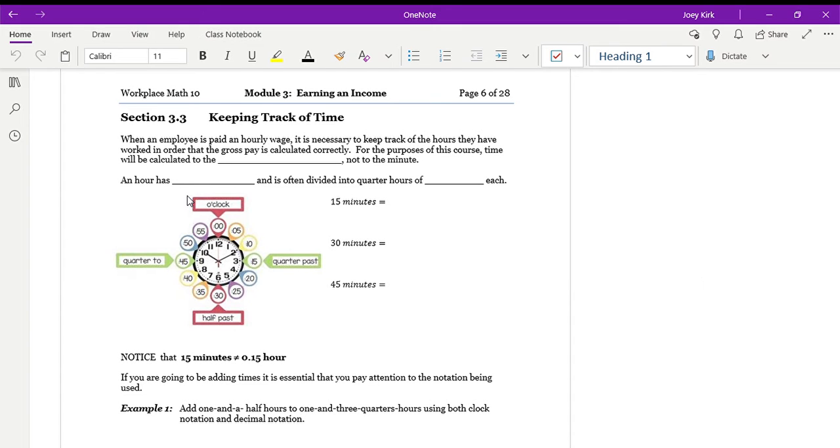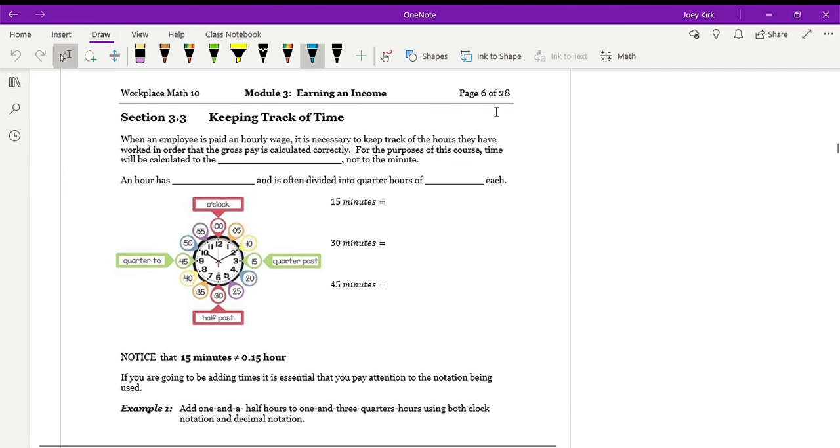Okay, so sections 3.3 and 3.4 of module 3 are looking at time and keeping track of time specifically, as well as time cards. So we're going to start with 3.3, which is keeping track of time. This one might seem really basic. It may also be different than how you count hours and minutes and such. But however you do it is fine.